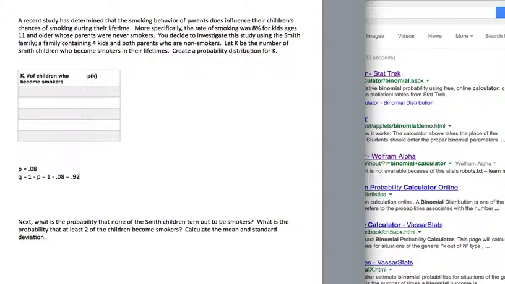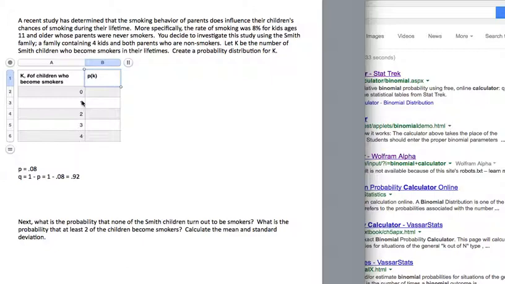So we are looking at this family here, 4 kids, whose parents are both non-smokers. We have a few options here. We're going to look at those 4 kids. How many of those 4 kids could become smokers? Well, 0 of them could become smokers. 1 of them, 2, 3, 4. These are the outcomes. We either have 0 children, 1, 2, 3, or 4, where all of them become smokers.